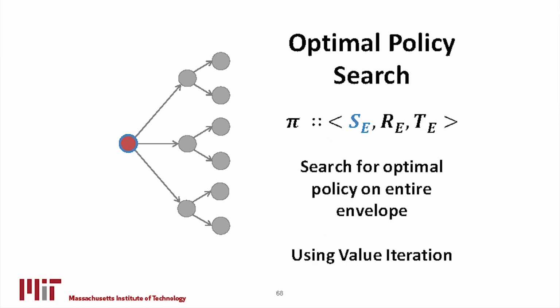And like I said, we're just going to feed this into a policy search, just like we discussed with value iteration, on this subproblem, and we're going to search for an optimal policy on this envelope. So far, so good?